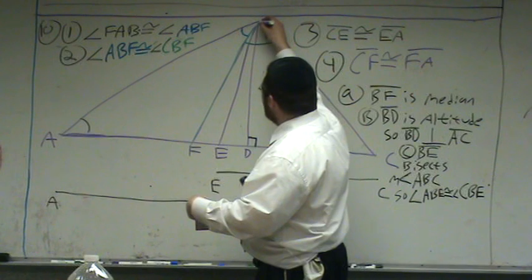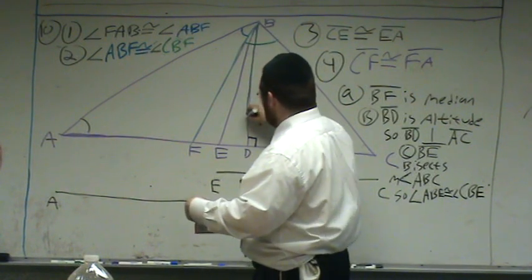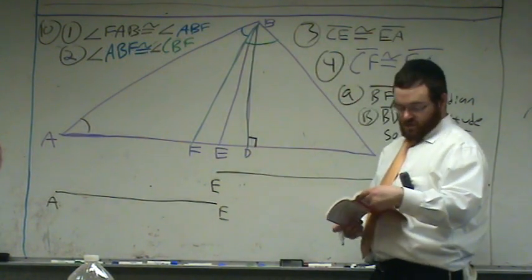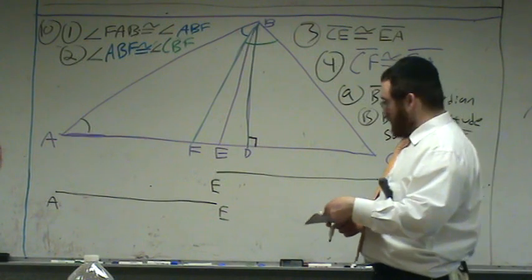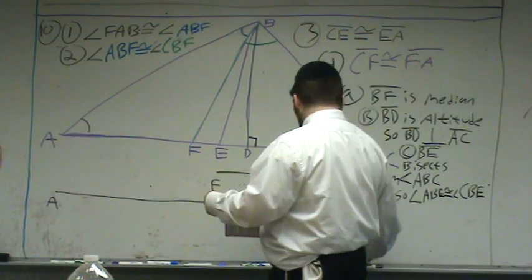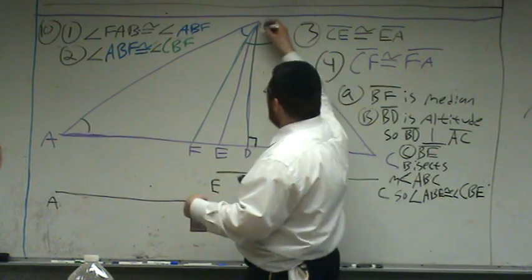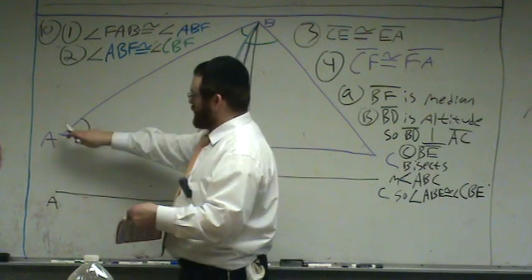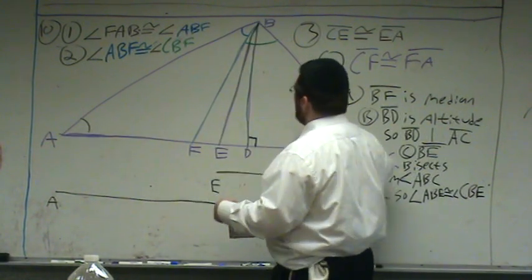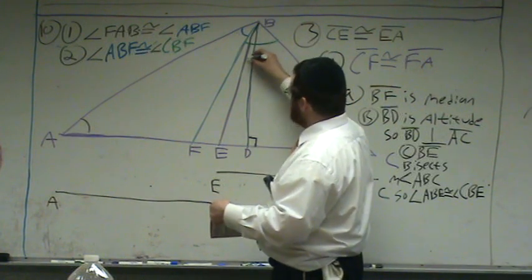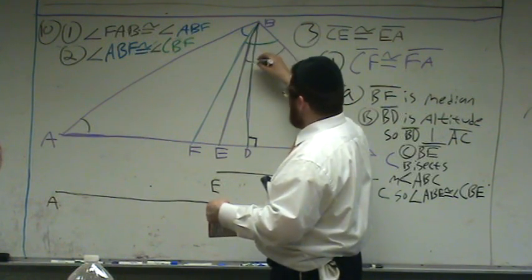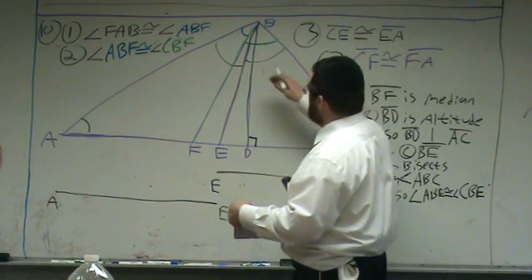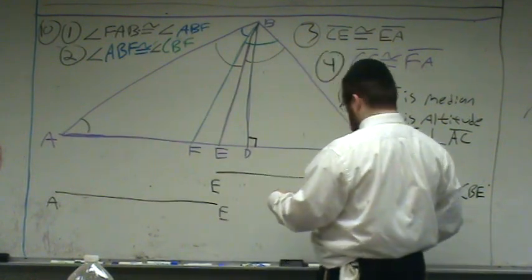The altitude is what makes two separate right triangles. It breaks this triangle into two separate right triangles. And BE, which I'm going to do in black, line BE bisects angle ABC. It makes angle ABC into two congruent angles. It splits angle ABC in half.